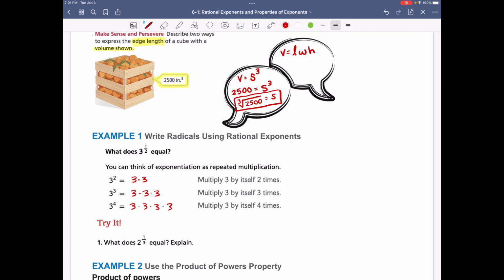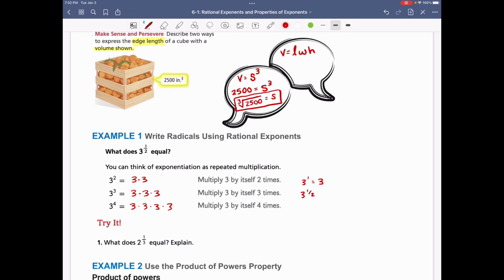And 3 to the 4th means 3 times 3 times 3 times 3. So what does 3 to the 1/2 mean? We could go backwards and say that 3 to the 1st is just equal to 3. And then 3 to the 1/2, that's a little tricky. But we can't really say 3 times 3 in halves. We can't really say it like that.